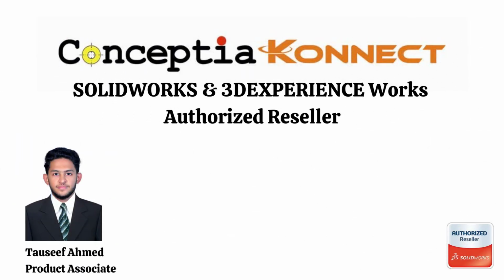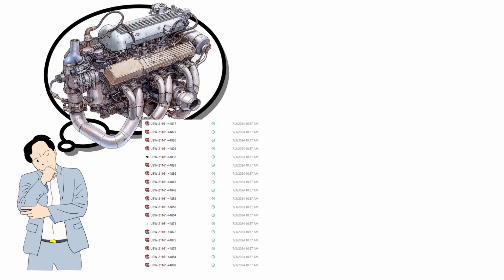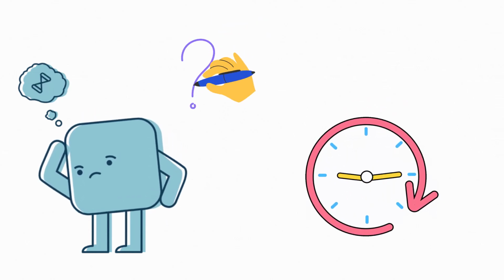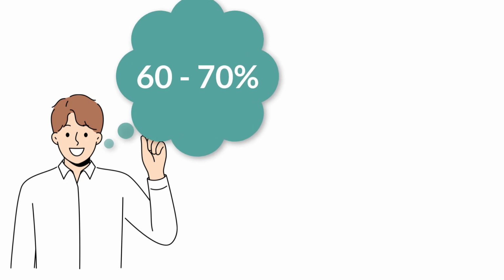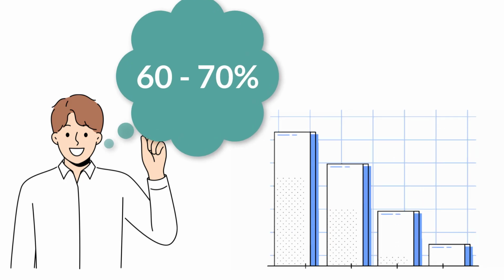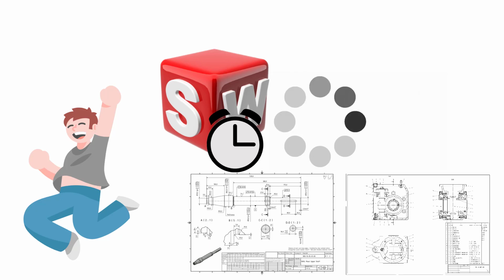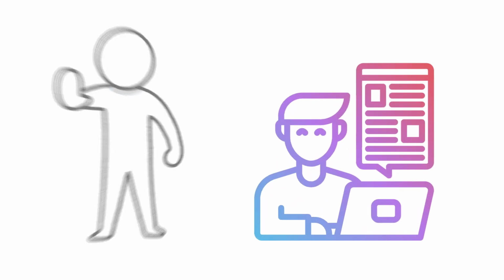Hello everyone, in this video I am going to share a great time saving tip with you. Imagine you have 50 part files and you need to create a drawing for each one. Think about how much time that would take. But what if I tell you that you could save up to 60 to 70% of time by automating this process? That's right, with the help of SolidWorks Task Scheduler, you can automatically generate drawing files from multiple part files in just few clicks. Before we start using Task Scheduler, we need to set up our drawing templates.